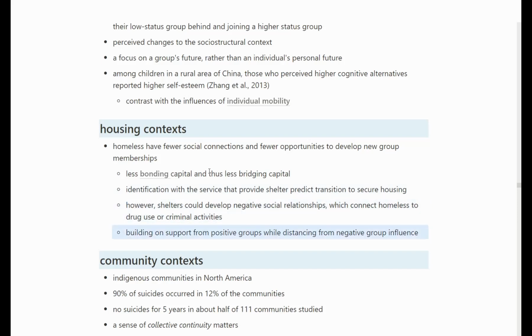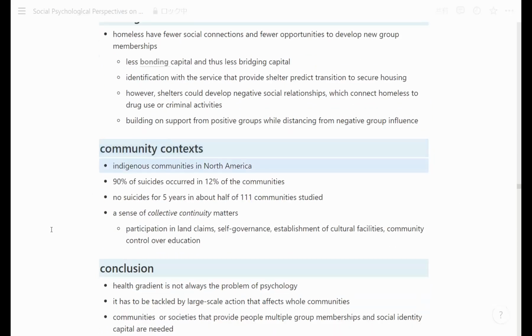And building on support from positive groups while distancing from negative groups is important. So housing would kind of determine what kind of people they may have contact with, and this would further influence how their future behavior would be. Another context is community context. And there is a study done in the indigenous communities in North America.